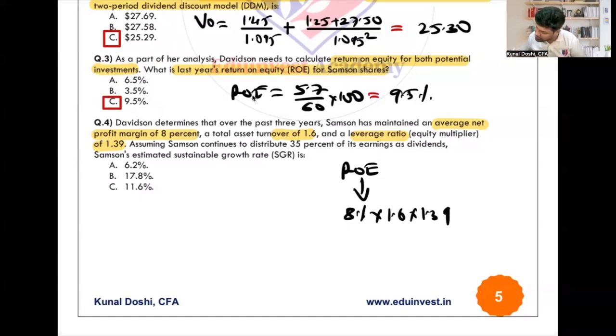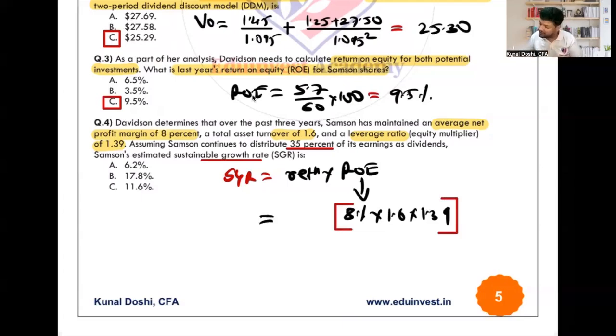She continues to distribute 35% of its earnings as dividend. So payout ratio is 35%. They are asking for sustainable growth rate. I know sustainable growth rate is retention into ROE. If the payout ratio is 35, retention is going to be 65. Let's calculate this. So 8% into 1.6 into 1.39 into 0.65, you will get 11.56 percent. Are you getting this? Which is roughly C.